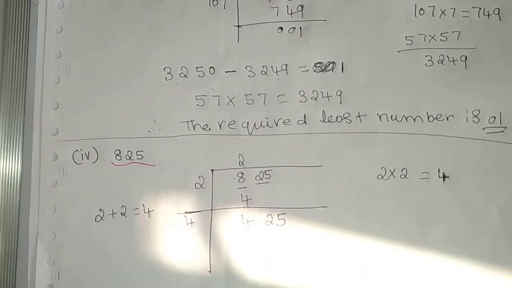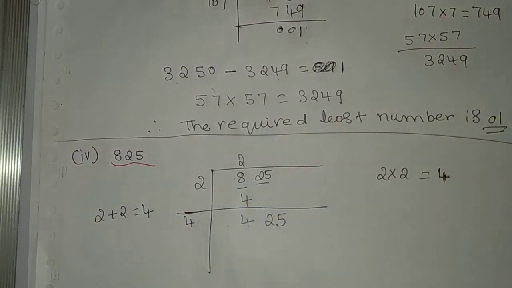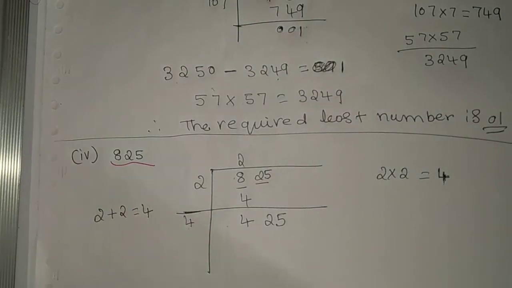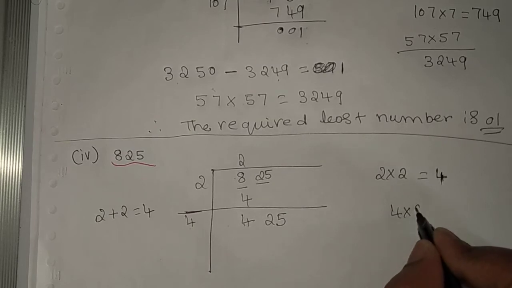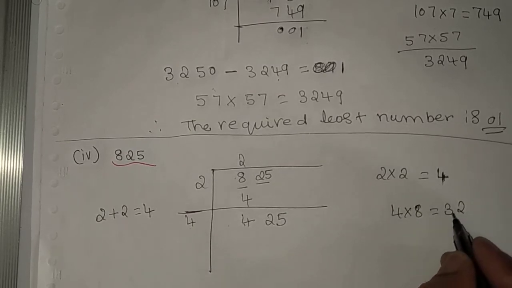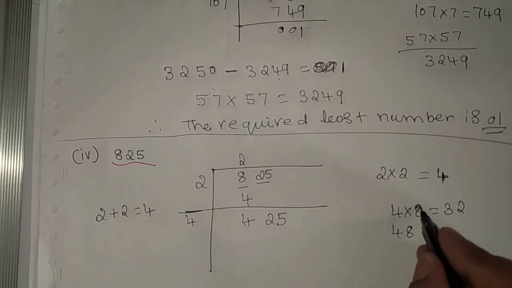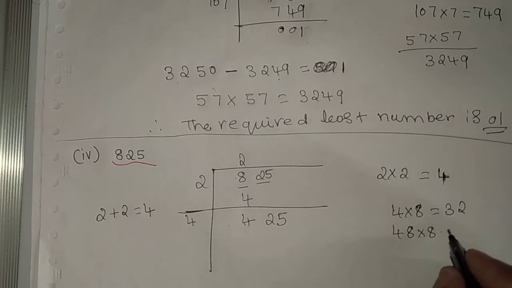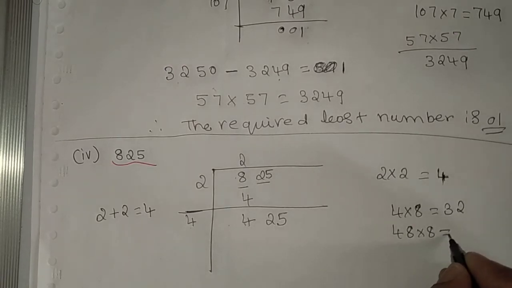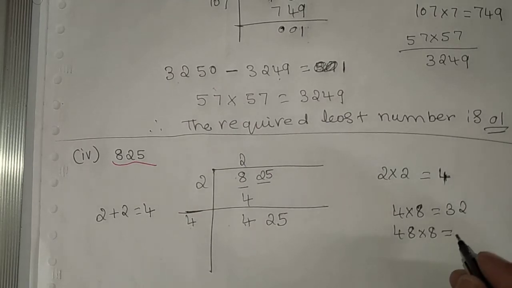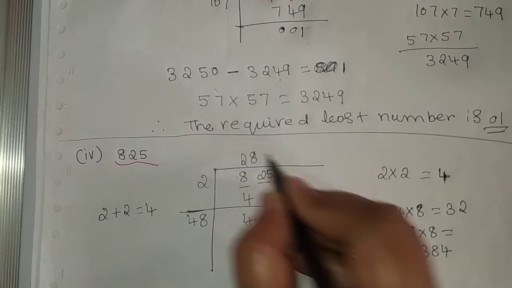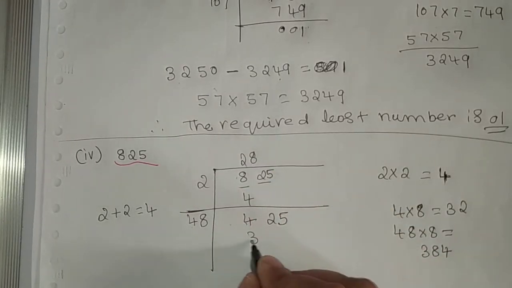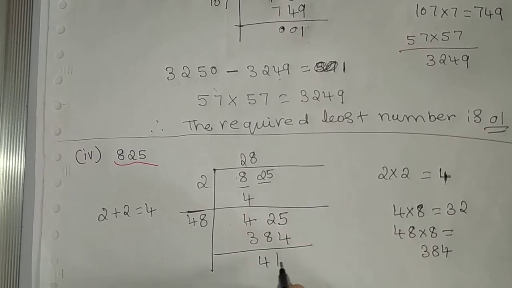Now we get 4, 2, 5 here. Next step is to find the nearest number here. Therefore, 4 into 8 is equal to 32, so 8 will become 384 that we'll get. Therefore 8 we write here, therefore 384. So minus this we'll get 41 here.